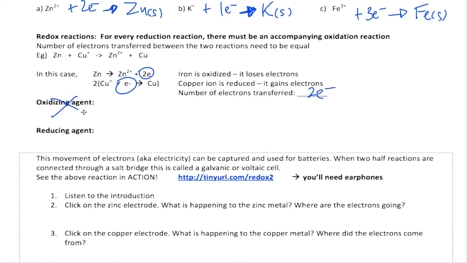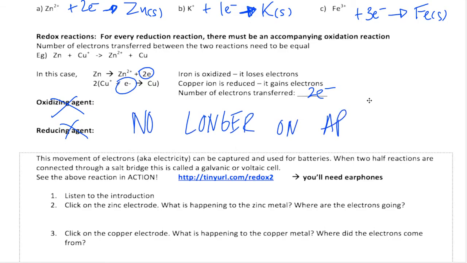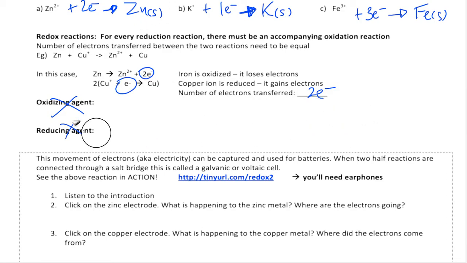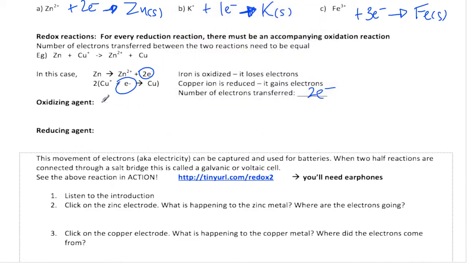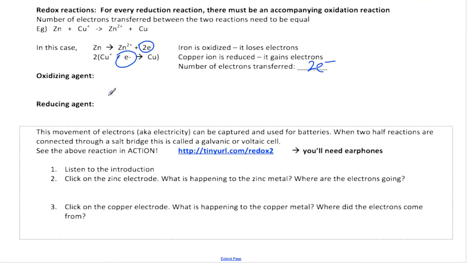Now this you don't have to worry about. The oxidizing and reducing agent, no longer on the AP. Okay, it's no longer on the AP. It might be on the SAT. If it is on the SAT, I'll tell it to you really quickly. But it's no longer on the AP. But essentially, it's this weird thing that chemistry used to do in textbooks. And what it is, it's like this.